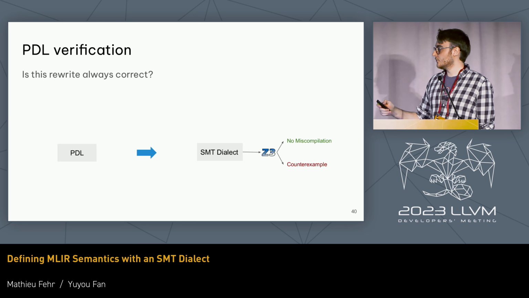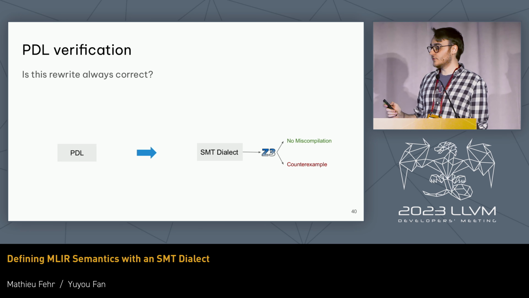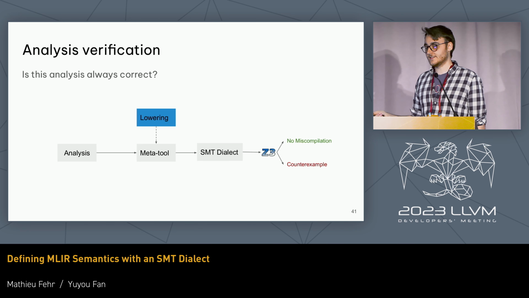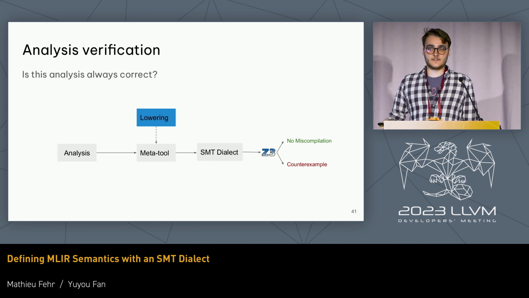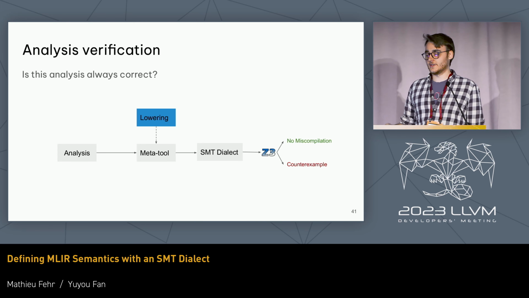What we decided to do as well is look not only at rewrites, but also at analysis. So can we check that a data flow analysis is correct or not for our given semantics? For that, I'm going to pass it to Yuyou, who is going to present this.